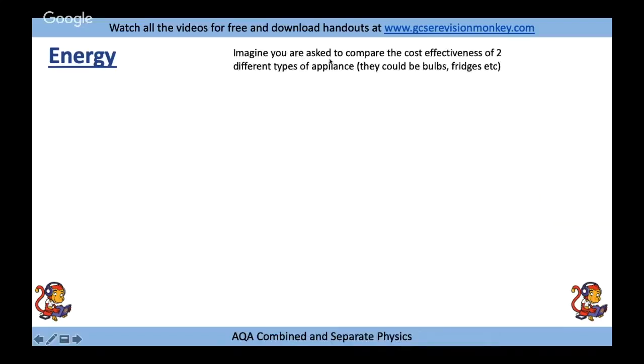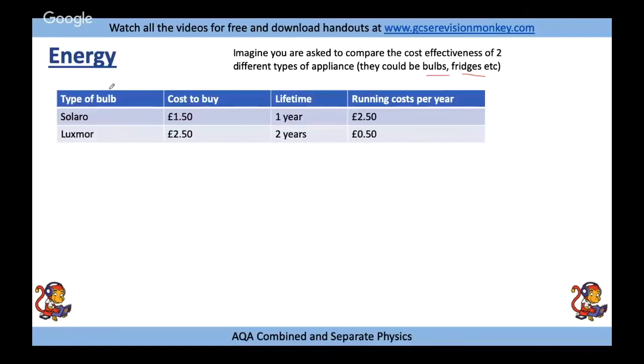So imagine you were going to be asked to compare the cost effectiveness of 2 different types of appliance. So it could be bulbs, it could be fridges, could be anything else. Now they love asking about cost effectiveness. So let's have a look at this data here. We've got 2 types of bulb, Solaro and Luxmore. Here's their cost to buy. Here's how long they last, their lifetime. And this is their running costs per year.